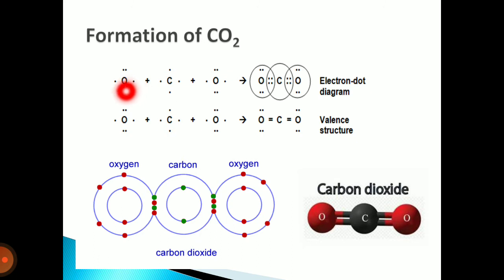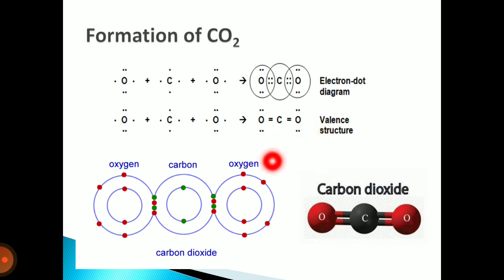Okay. So carbon atom also contributes its 2 electrons for sharing with oxygen atoms, so that 2 pairs of electrons are shared equally by carbon atom and each oxygen atom, which results in the formation of a double covalent bond between carbon atom and oxygen atom. C double bond O, C double bond O.